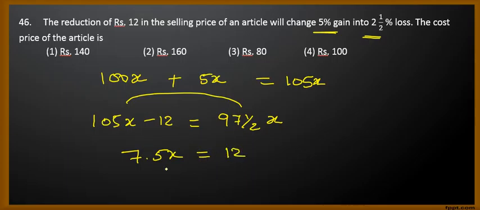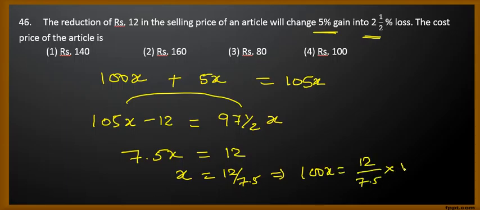Okay, now what happens here? We have to find the value of the cost price of the article. If 7.5x is equal to 12, x is equal to how much? 12 by 7.5, which implies 100x is equivalent to 12 by 7.5 into 100. Okay, 25.3 is 25 fours, 0.3 ones, 0.3 40s, which is equal to a total of 160. So the answer is option 2.